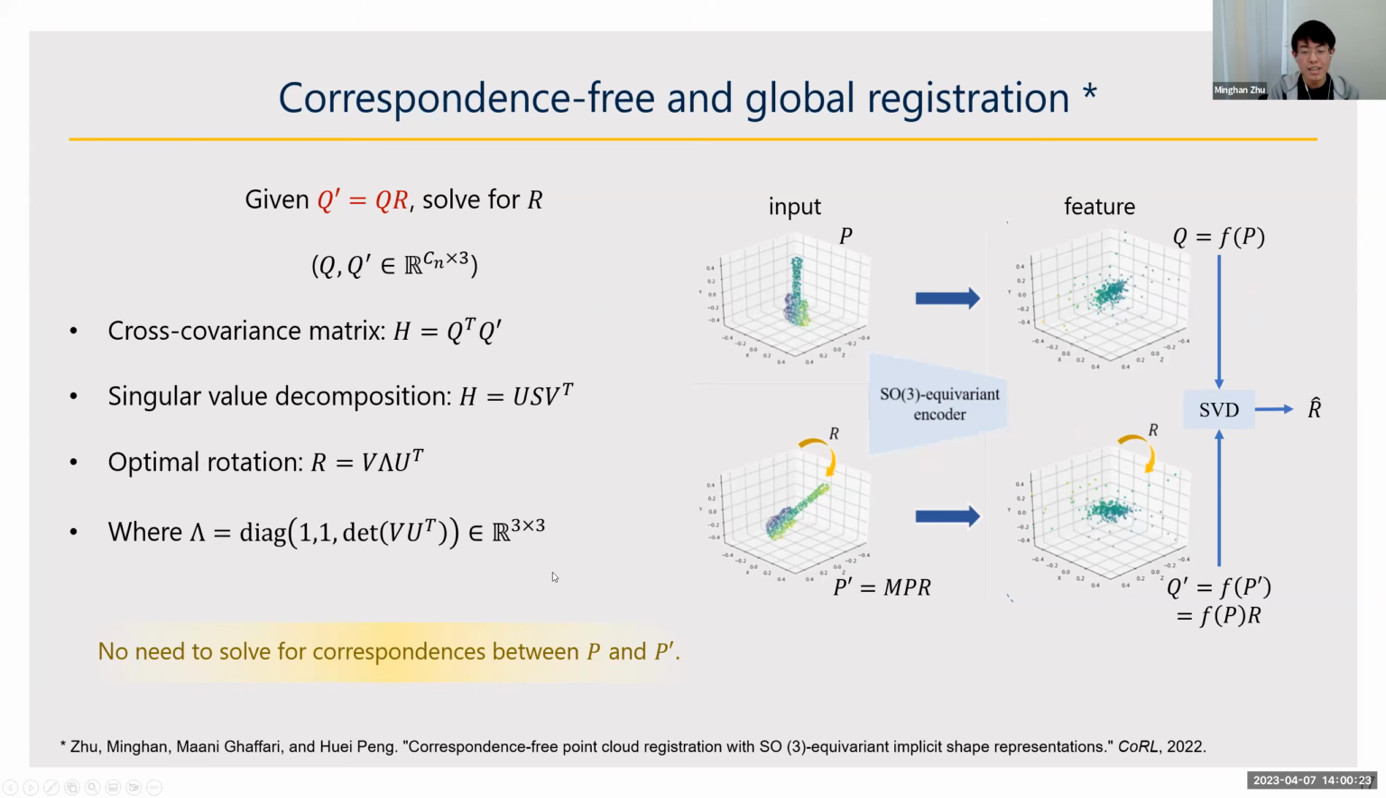And this strategy is very beautiful, because now we do not need to solve for the correspondences between the two point clouds P and P prime. Remember, we do not know the correspondence between the point clouds, but now the deep features are automatically corresponded. They are related by a rotation R, but there's no permutation matrix involved. Therefore, we avoid the need of finding correspondence between all the points.